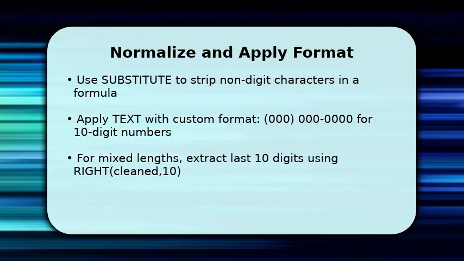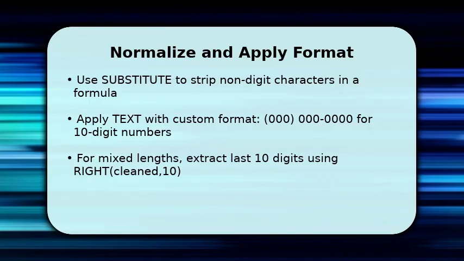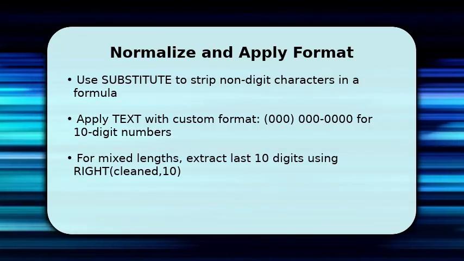If entries include country codes or variable lengths, make sure to normalize by taking the last 10 digits with RIGHT(cleaned, 10) before text formatting. As you work down the column, copy the formula and scan for any odd lengths, resolving those early.